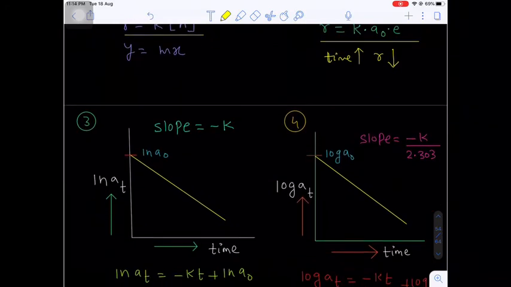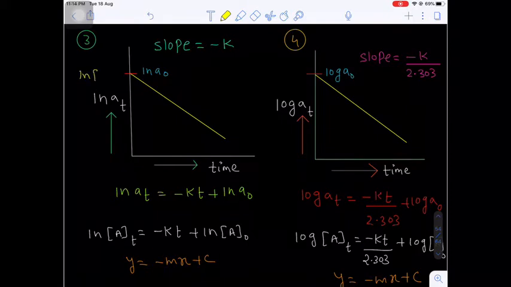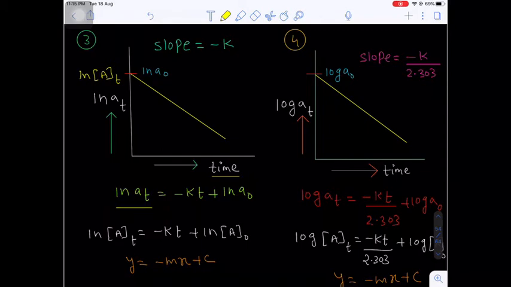Okay, come to graph number 3. This graph corresponds to ln At, that is the natural logarithm of the concentration of a reactant at a time interval t, versus the time interval t. Now I already told you there is a relation of the form y is equal to minus mx plus c. So ln of the concentration of reactant at time t is equal to minus kt plus ln a naught.